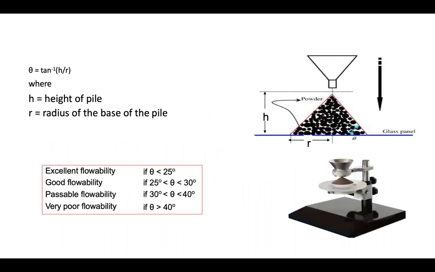So that's how to calculate the flowability according to this formula. There is apparatus by which that flowability has to be recorded. So for excellent flowability, if less than 25, good flowability, if 25 to 30, possible flowability, if 30 degrees, very poor flowability if greater than 40. So this is to measure the flowability of the powders.